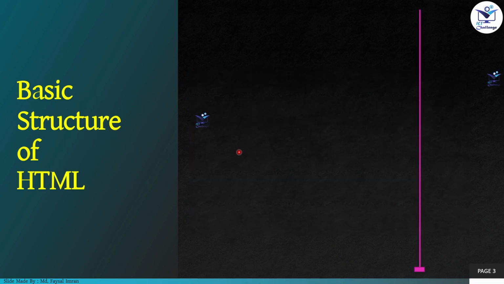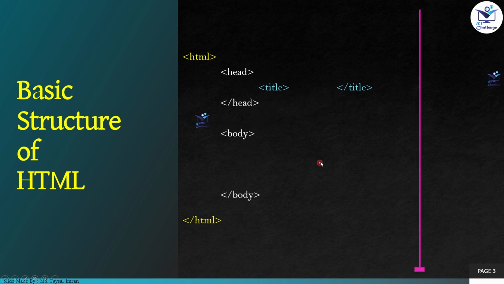Now we have to revise our basic structure for HTML. You already know about that. For any kinds of coding, at first you have to place the basic HTML starting tag and HTML close tag. After that you have to place the head tag. Inside of this head tag we have to write the title tag, then the body tag starts. Inside of this body tag we can write any kinds of tag that we want to display in our web page, and after that we have to close this body tag.